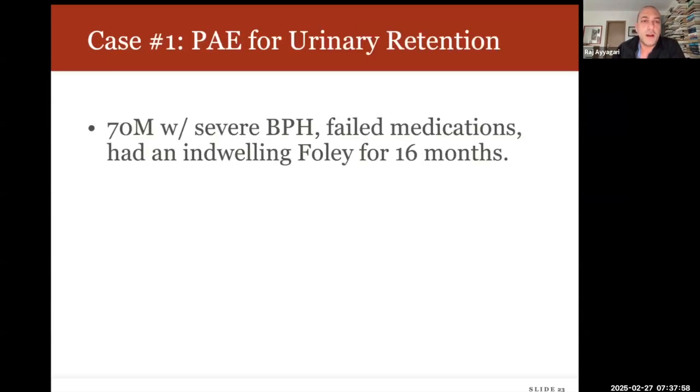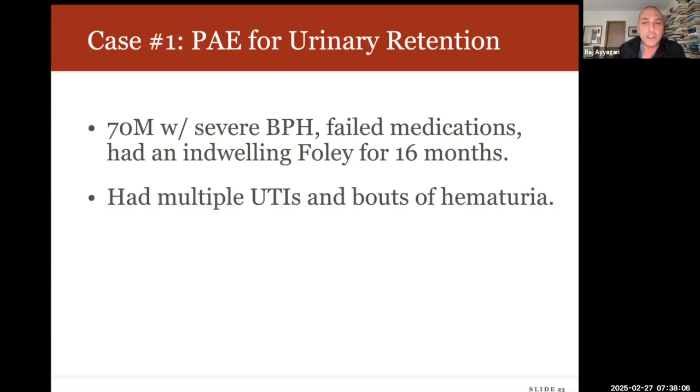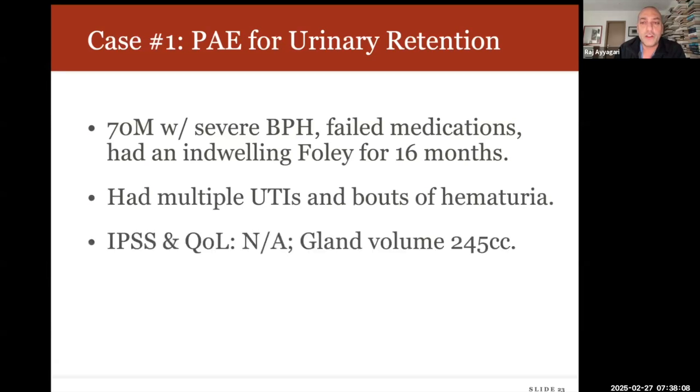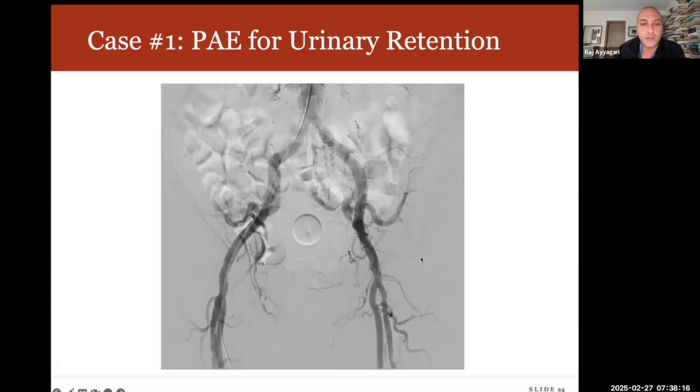Okay, so case 1, a 70-year-old guy with urinary retention, severe BPH. The medications did not help. He had a Foley catheter in for 16 months. He had urinary infections, blood in the urine. Like I said, the scores don't really apply for retention patients. He had a very large gland, 245 milliliters.